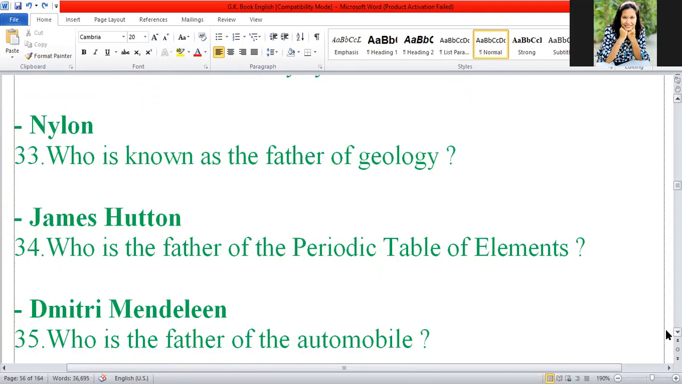Question number 35. Who is the father of the automobile? Pratima Thapa. Carl Benz. Carl Benz. Benz company. Carl Benz.